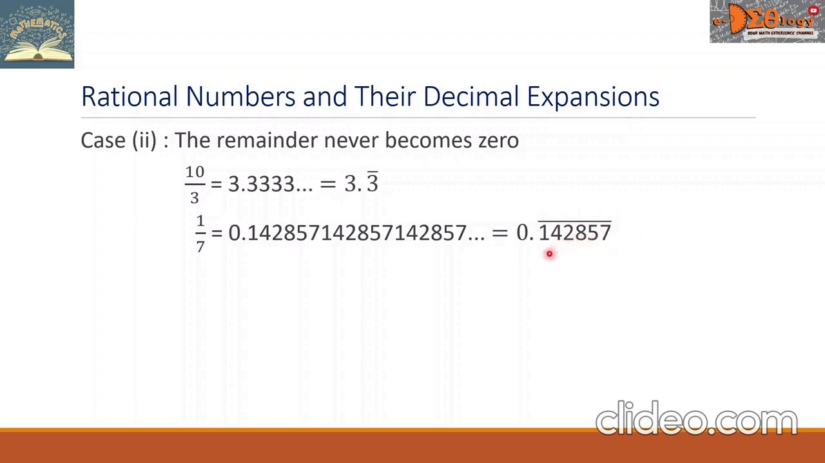Meaning, these digits 142857 repeat. When we have another example, say 3.572727272 and so on, in this example, only the block of digits 72 repeats. So we write here 3.5 with a bar on the block 72.